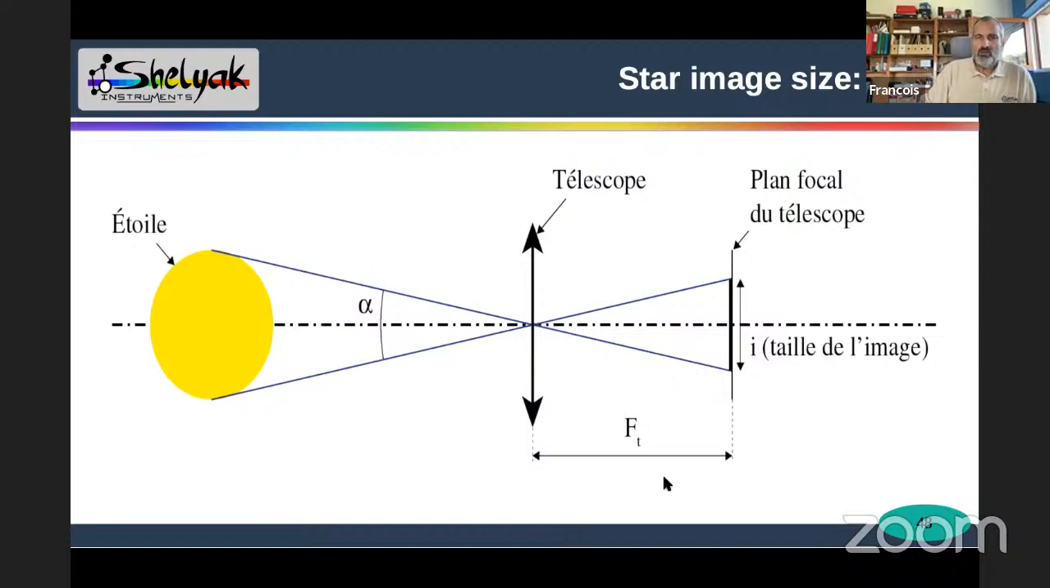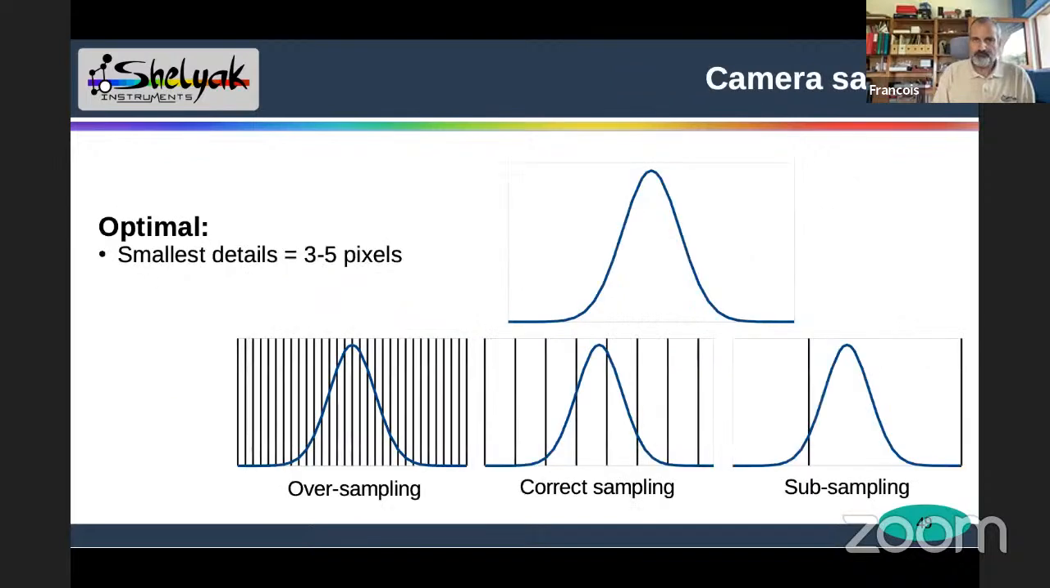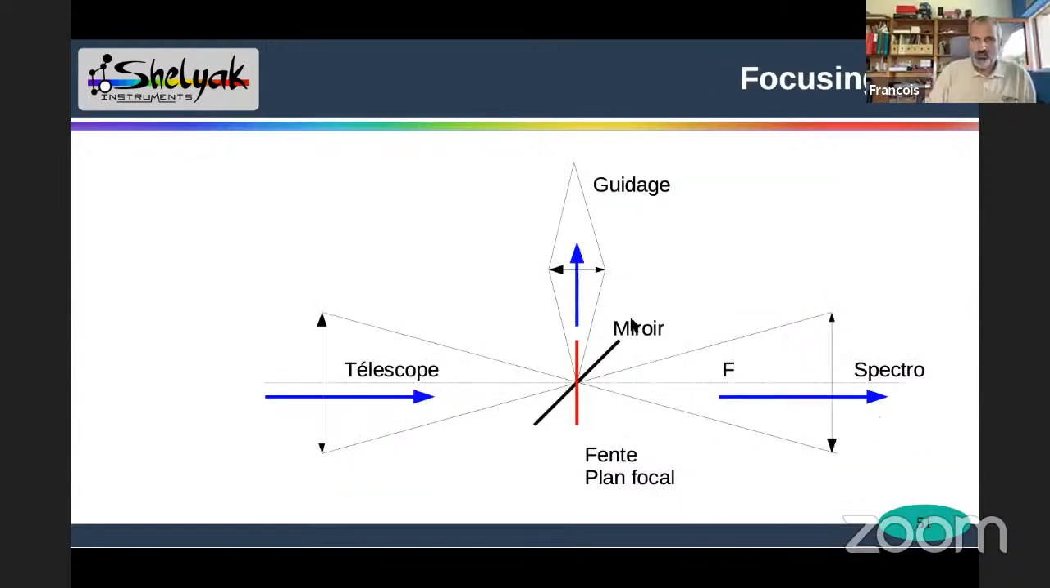Okay, and the second parameter is the focal length. So for a given seeing, if you double the focal length of your telescope, then the image will be twice the size. This is linear. So again, this is why it's so important to consider that if you increase the size of the telescope, you will have to increase the size of the slit and then of the spectroscope for the same resolution. Regarding the camera sampling, this is also something very basic but so important.